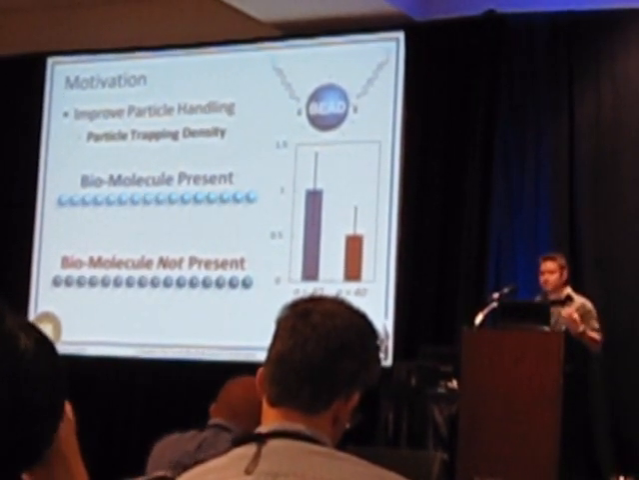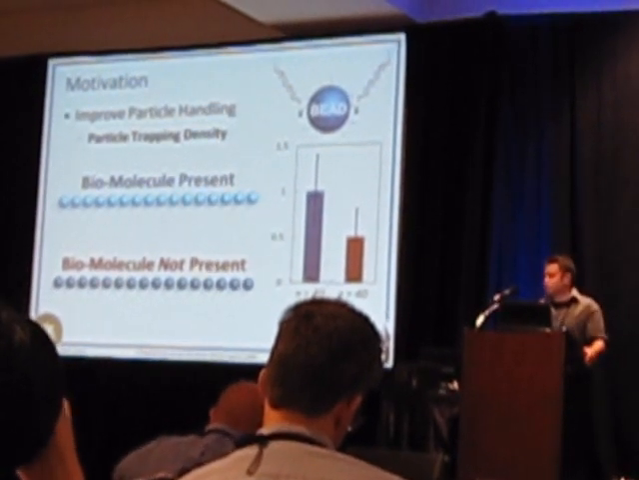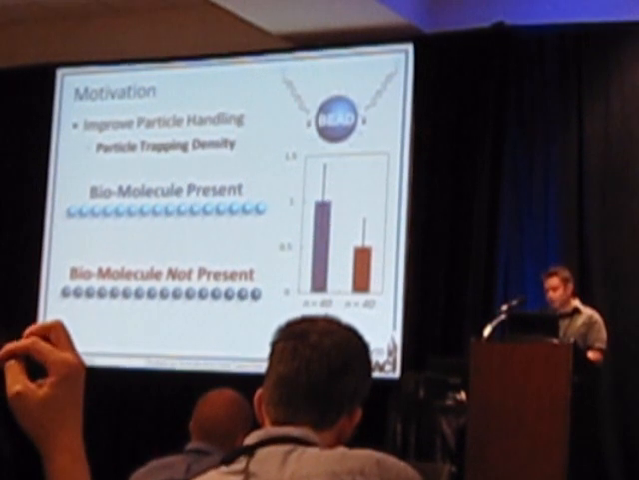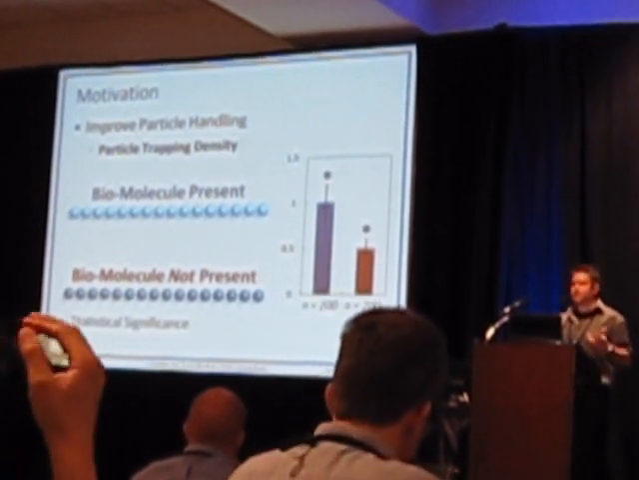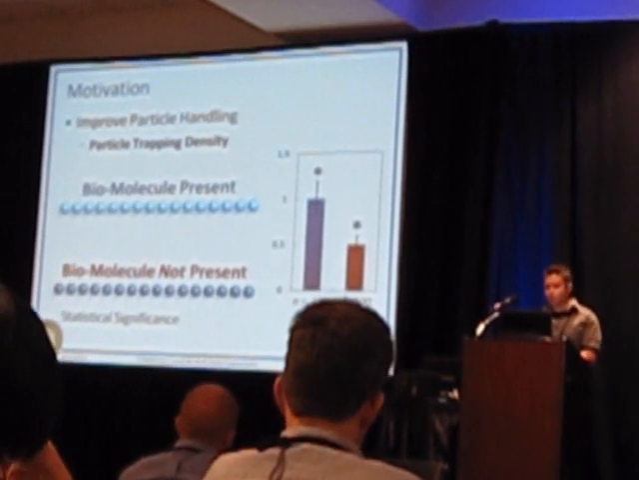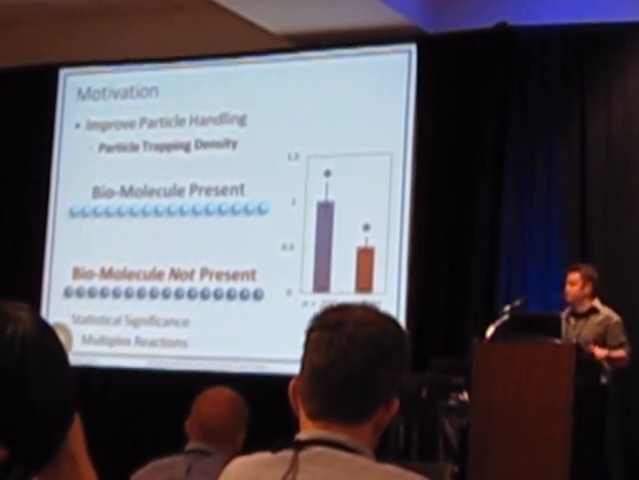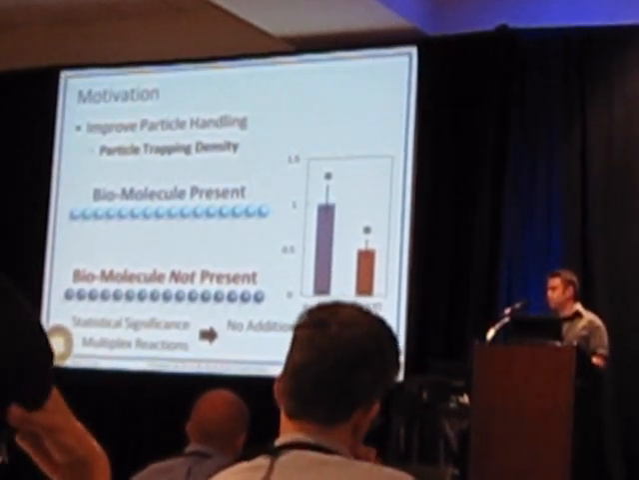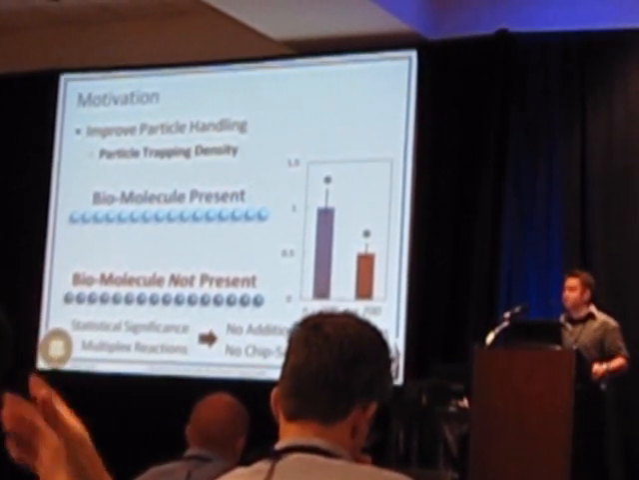However, by increasing the particle trapping density, we can greatly increase the sample size for a given experiment. And not only can we achieve statistically significant results for a single experiment, we can also begin multiplexing reactions on a device. And we can do all of this without needing to run additional experiments or having to increase the size of our microdevice.